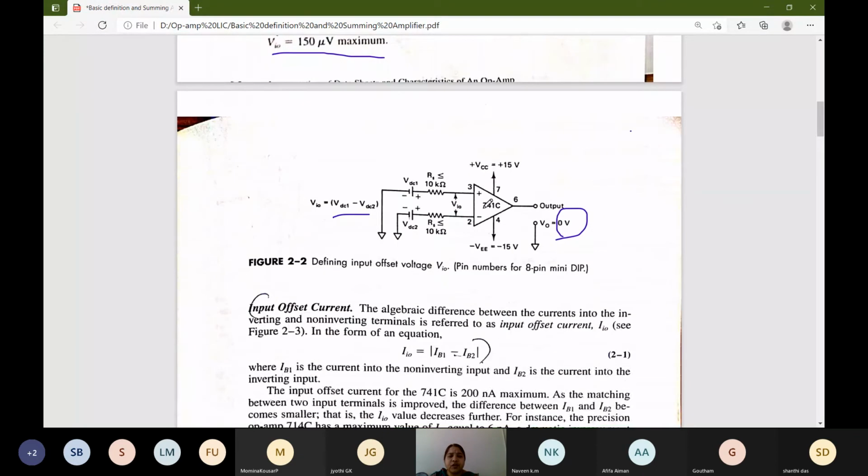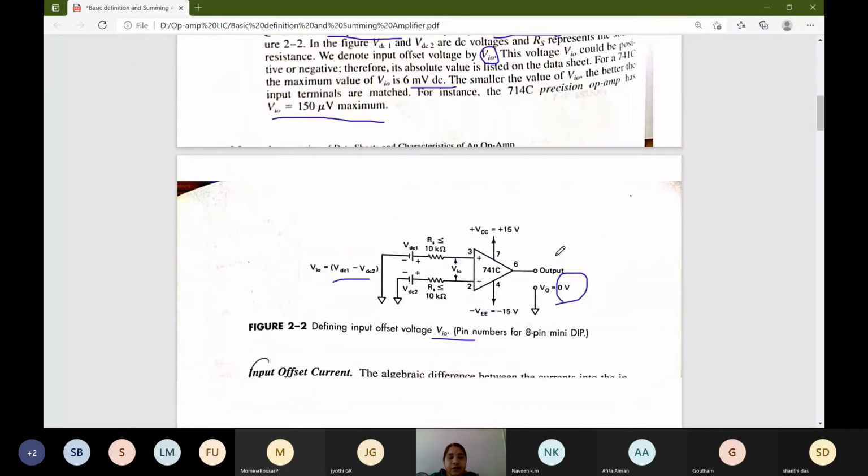We have to put this figure also, where two inputs are applied to make the output 0. So that defines the input offset voltage VIO. That is one. These are the characteristics of an op-amp practically. Ideally the characteristics are different. This is practical. The first one is input offset voltage.